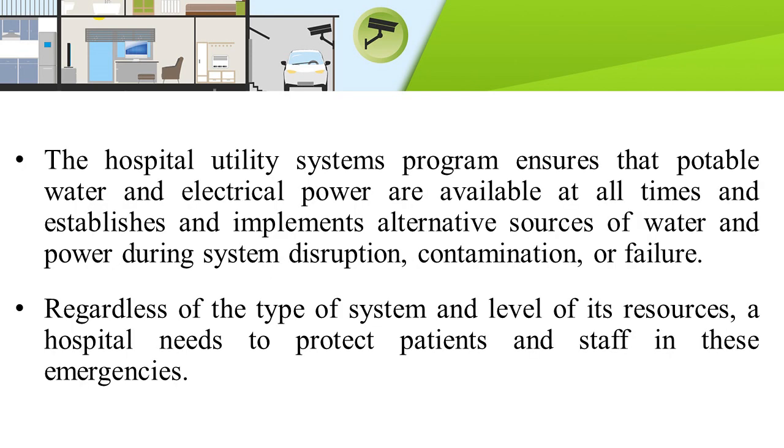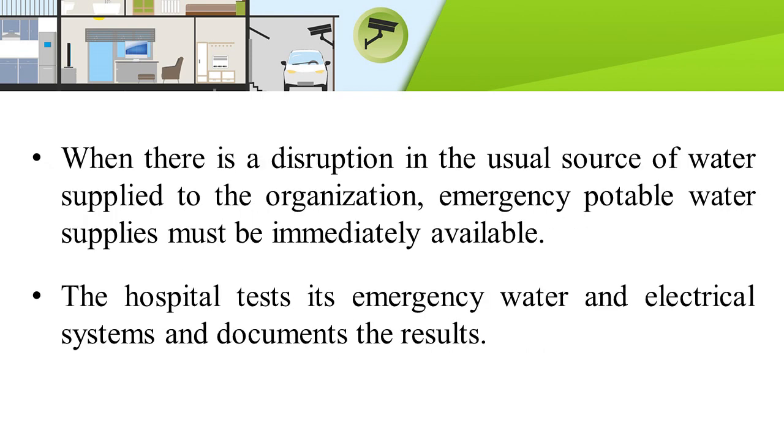The hospital utility systems program ensures that potable water and electrical power are available at all times and establishes and implements alternative sources of water and power during system disruption, contamination, or failure. Regardless of the type of system and the level of its resources, a hospital needs to protect patients and staff in these emergencies. When there is disruption in the usual source of water supplies to the organization, emergency potable water supplies must be immediately available. The hospital tests its emergency water and electrical systems and documents the results.